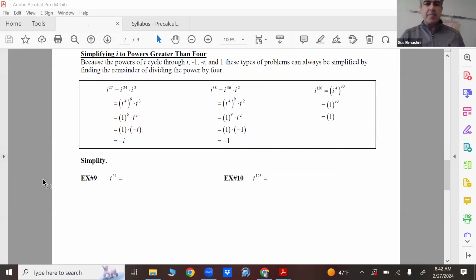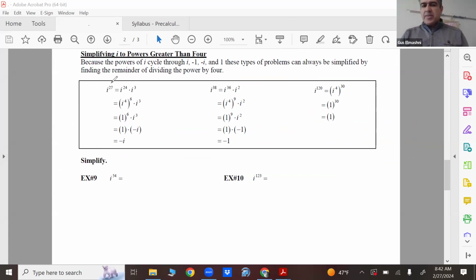All right, next up, simplifying i to powers greater than 4. This is where it gets kind of funny a little bit. And actually, I've seen this question show up on the ACT. I do a lot of test prep on the side, so I see all these exams.